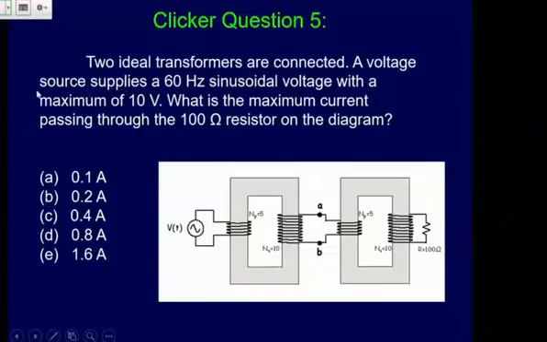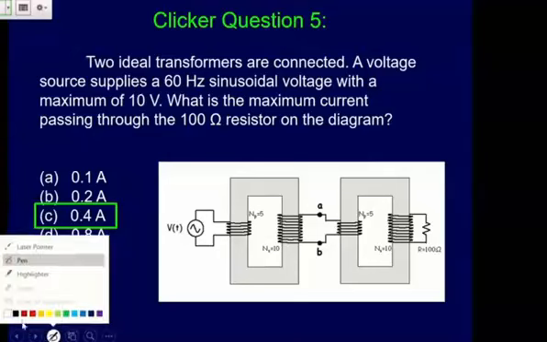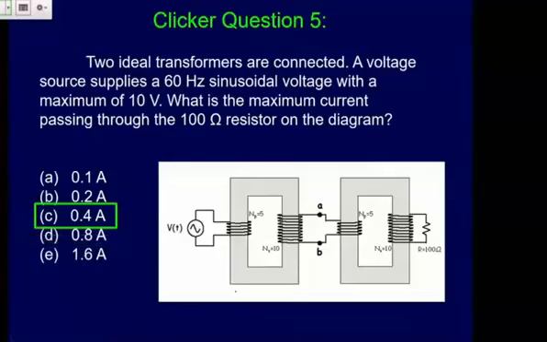And here we have 2 of them. So 2 ideal transformers are connected. A voltage source supplies a 60 hertz sinusoidal voltage with a maximum of 10 volts. What is the maximum current passing through the 100 ohm resistor on our diagram? So let's think about this one. What you've got here is 2 transformers. You've got a transformer where this is 5 loops and 10 loops, and then 5 loops and 10 loops.